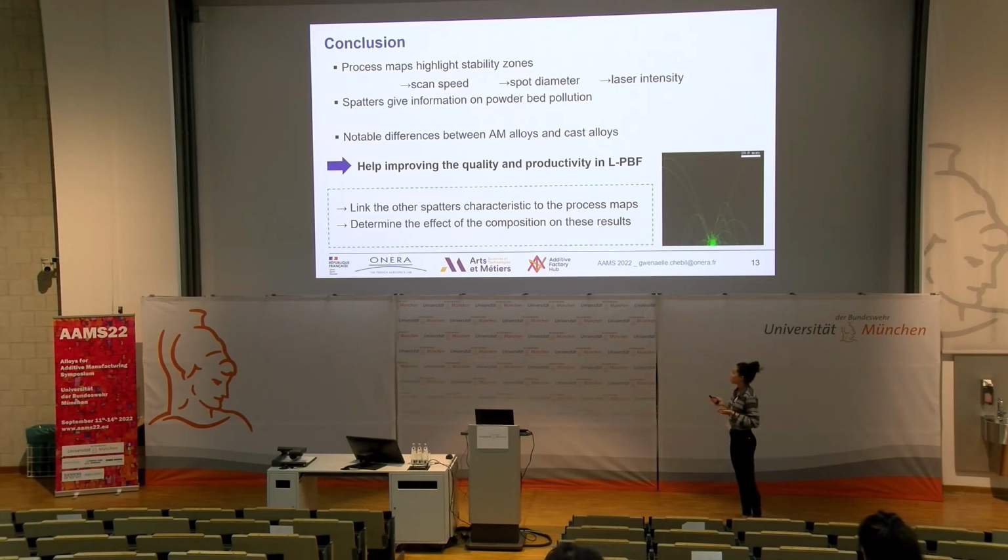So the future goal would be to link the other spatter characteristics like this one to the process maps also. And it would also be interesting to determine the effect of the composition of, for example, the dedicated AM alloy on these results, because if we can identify which element in the AM alloys is responsible for the low spatter ejection and the higher stability, we could maybe design better alloys for additive manufacturing.